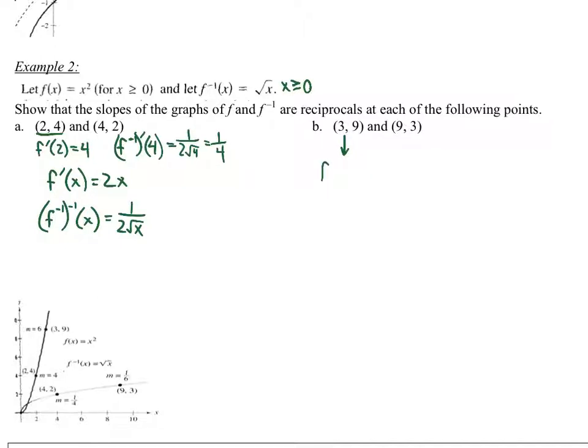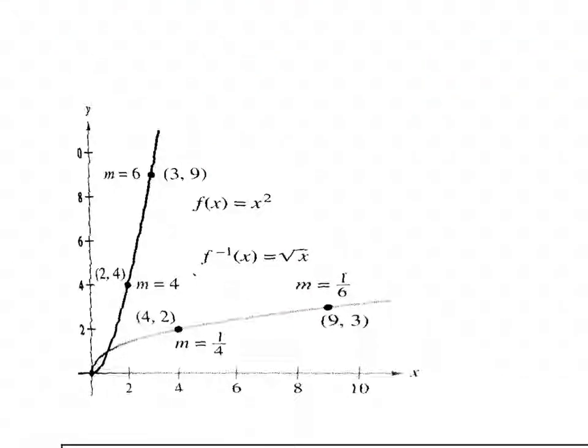Over here, f prime of 3 is 6. From this one, f inverse prime of 9 is 1 over 2 root 9, 1/6. So they are reciprocals of each other. You can see it down here: we have the 6 and the 1/6, and we have the 4 and the 1/4. And that's all there is to it.